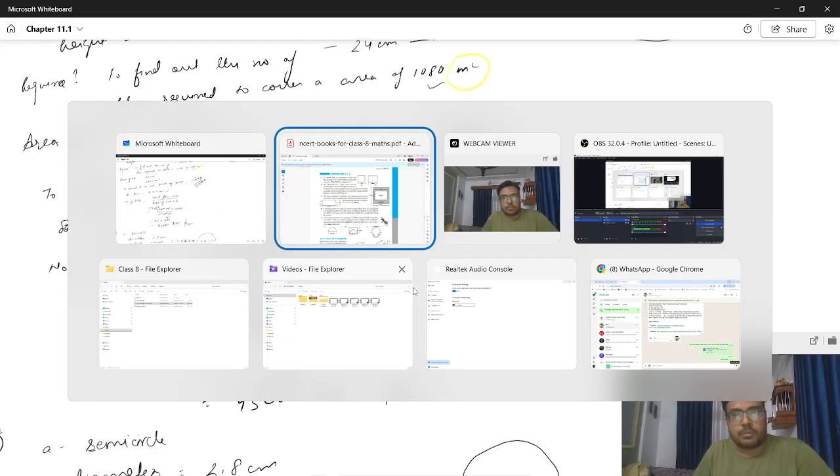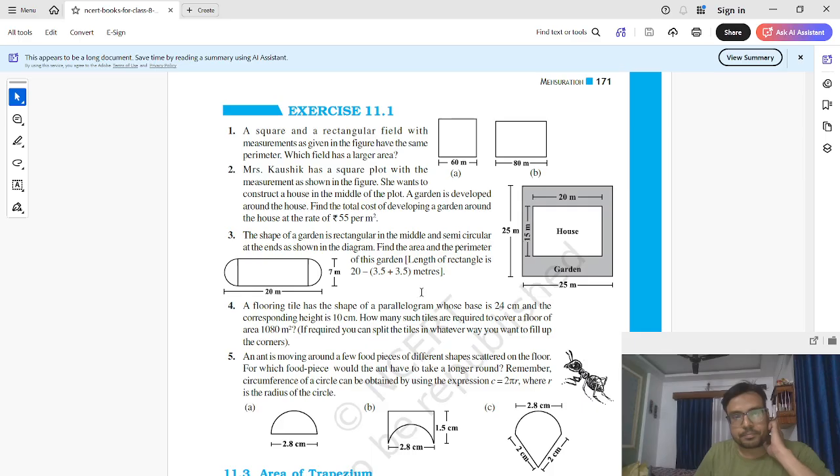So now we move to the next, fifth question. An ant is moving around a few food pieces of different shapes scattered on the floor. For which food piece would the ant have to take a longer route around? Remember, the circumference of a circle can be obtained by using the expression 2 pi r, where r is the radius of the circle.